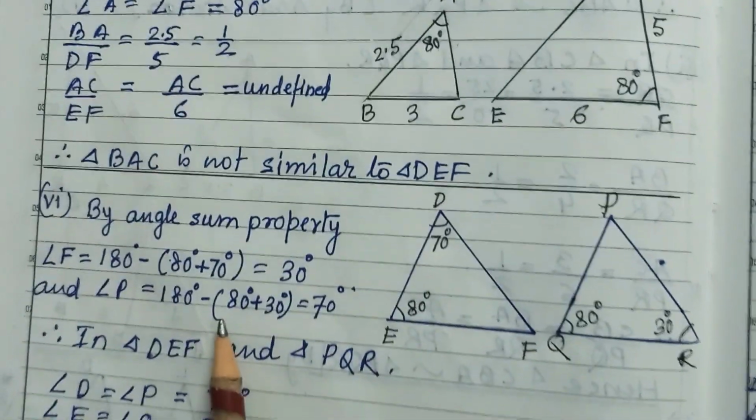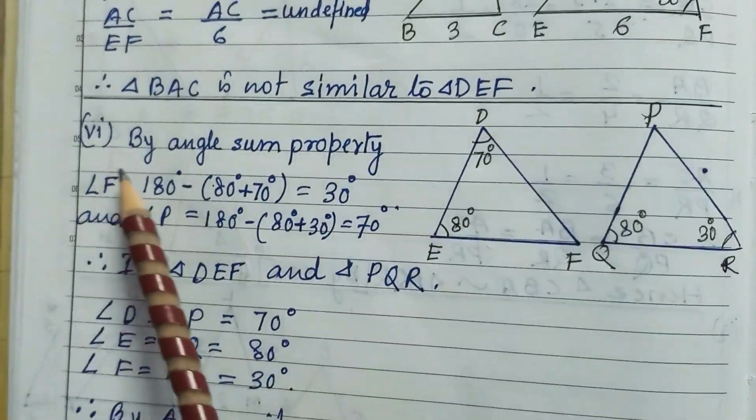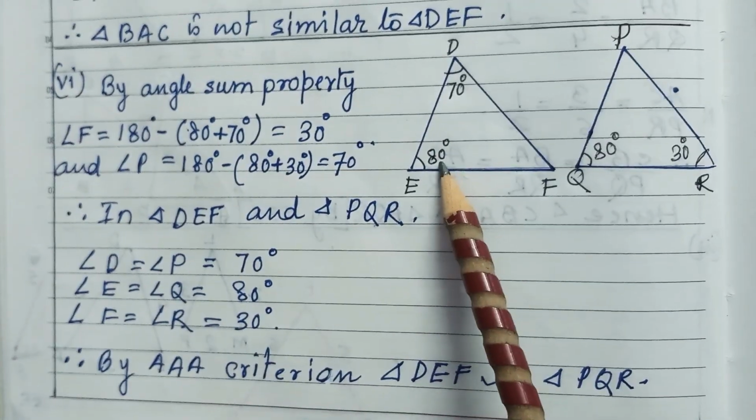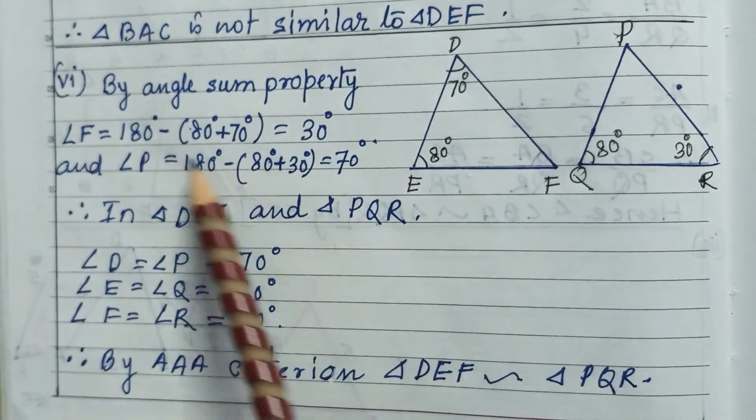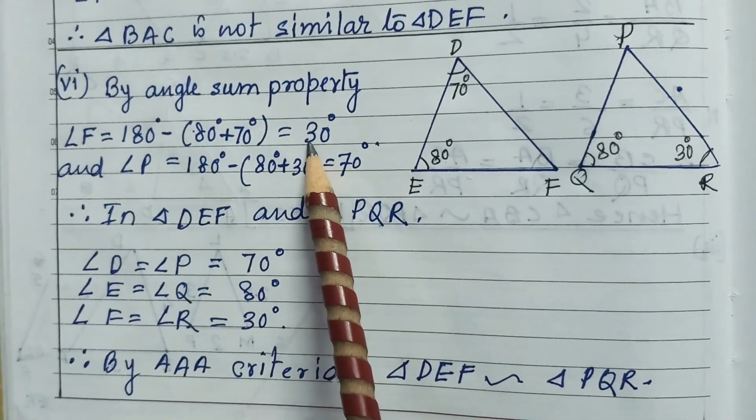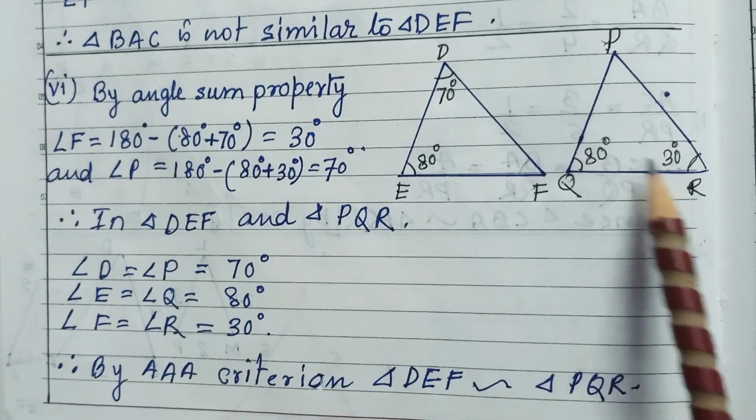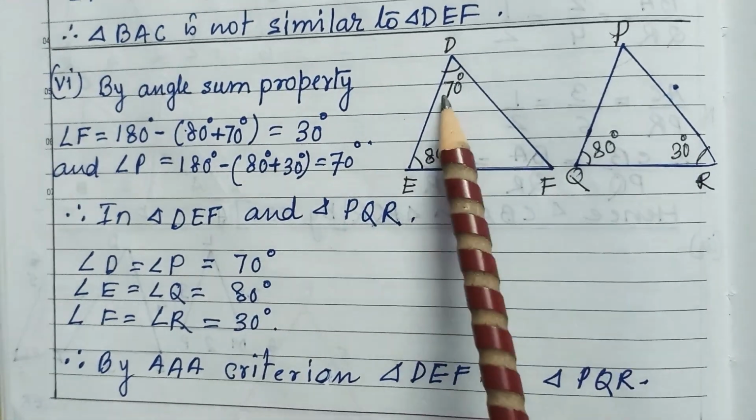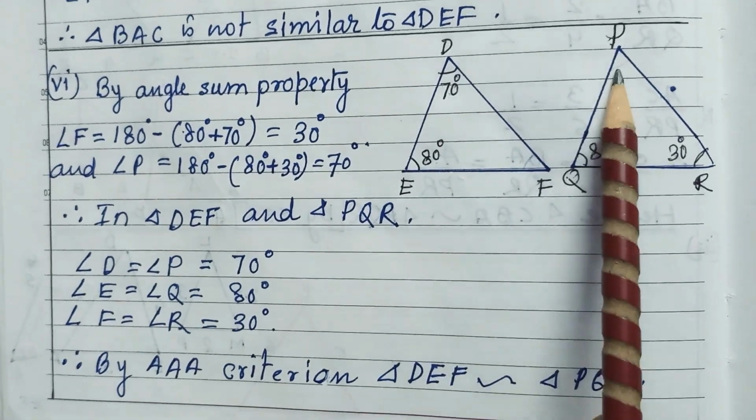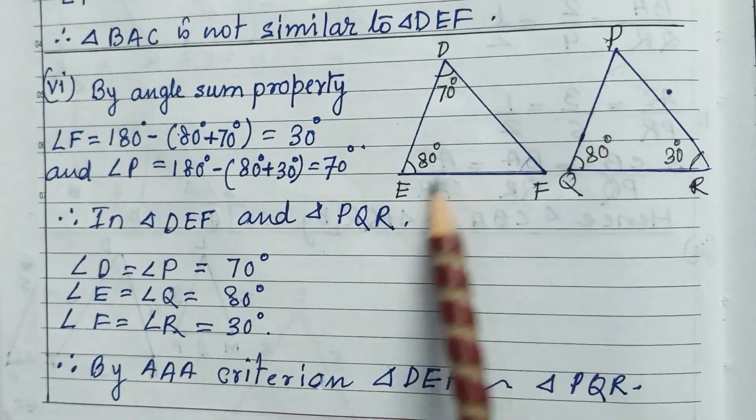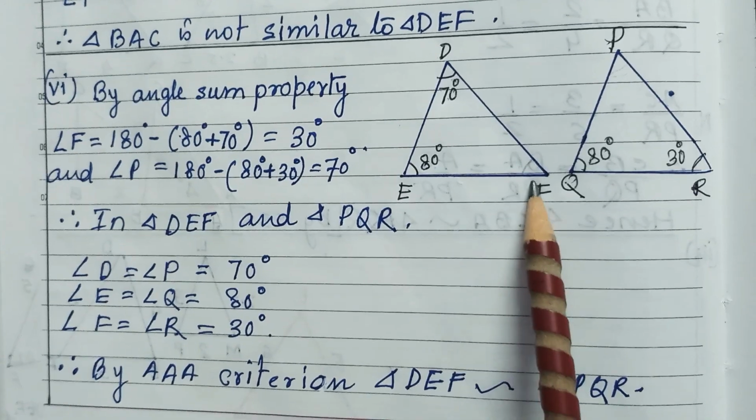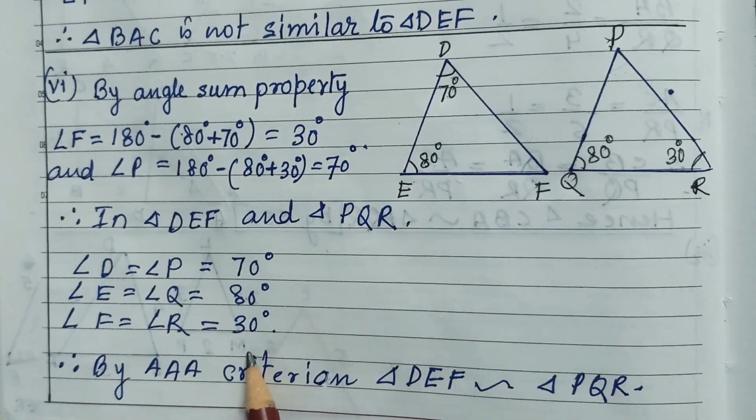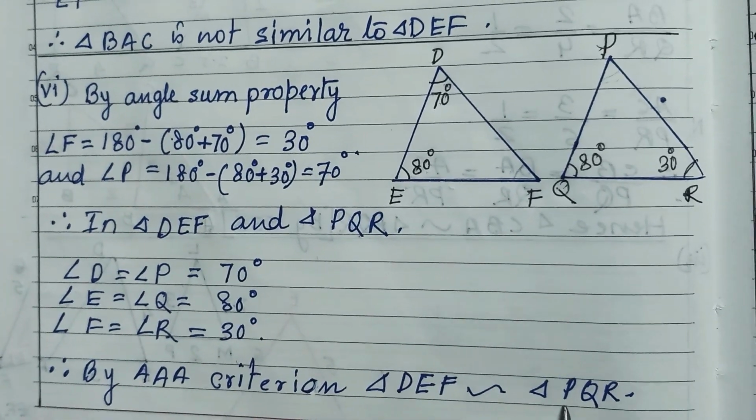Last one is this part. By the angle sum property we can get it. It is 70 degrees, it is 80 degrees, so it must be 30 degrees. We have got it, it is 30 degrees. And by the angle sum property it is 70 degrees. Three angles we have got. So angle D is equal to angle P, angle E is equal to angle Q and angle F is equal to angle R. Therefore, by the angle criterion, these two triangles are similar.